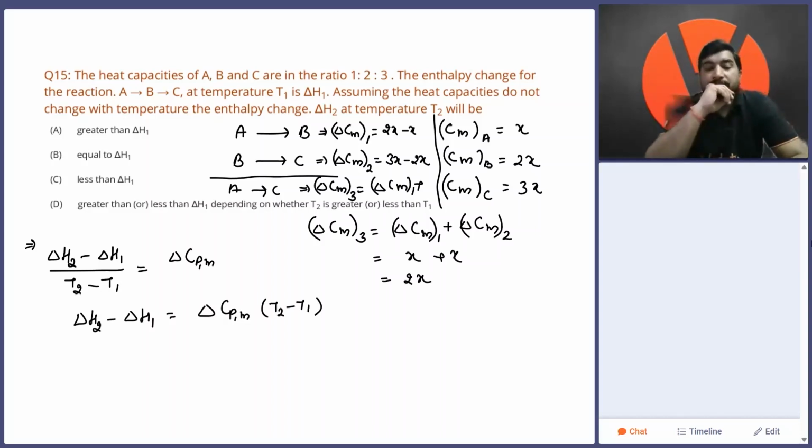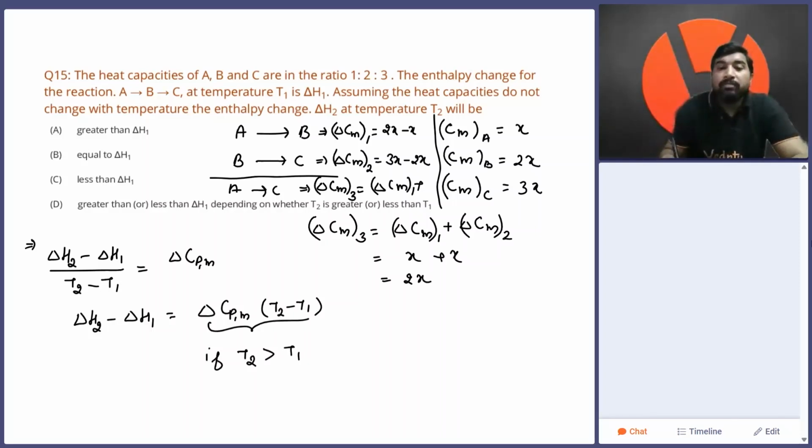Now from here we can see, let's suppose T2 is greater than T1. If T2 is greater than T1, that means this whole term will become positive. If it is positive, it is only possible when del H2 is greater than del H1. If T2 is less than T1, in that case del H2 will be smaller than del H1, because we know that CPM is always positive.